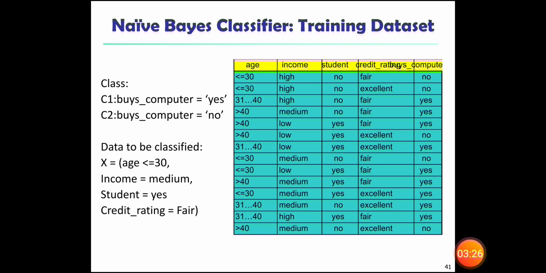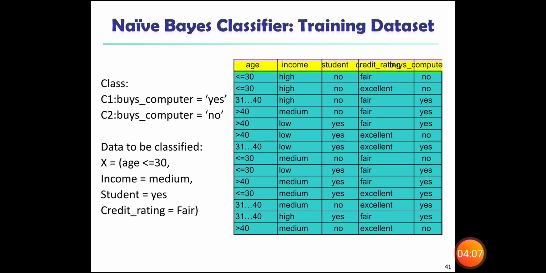In case of income, we have three categories: high income, medium income, and low income. In student, we have two values, yes and no. In credit rating, again we have fair and excellent. And buys computer status, no or yes. Now we'll take the class labels C1 and C2. So we have two different classes. In C1, buys computer status is yes. In class C2, the buys computer status is no.